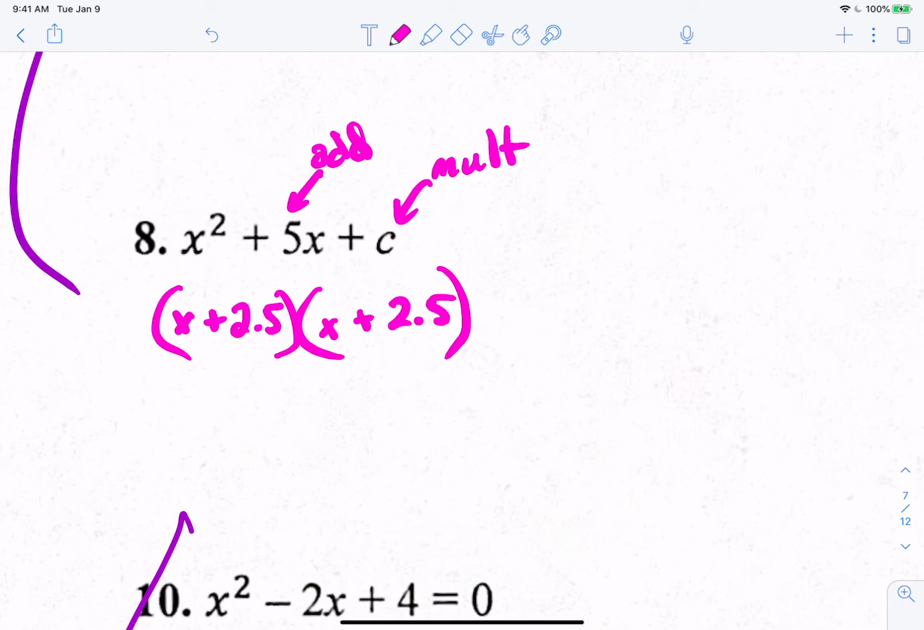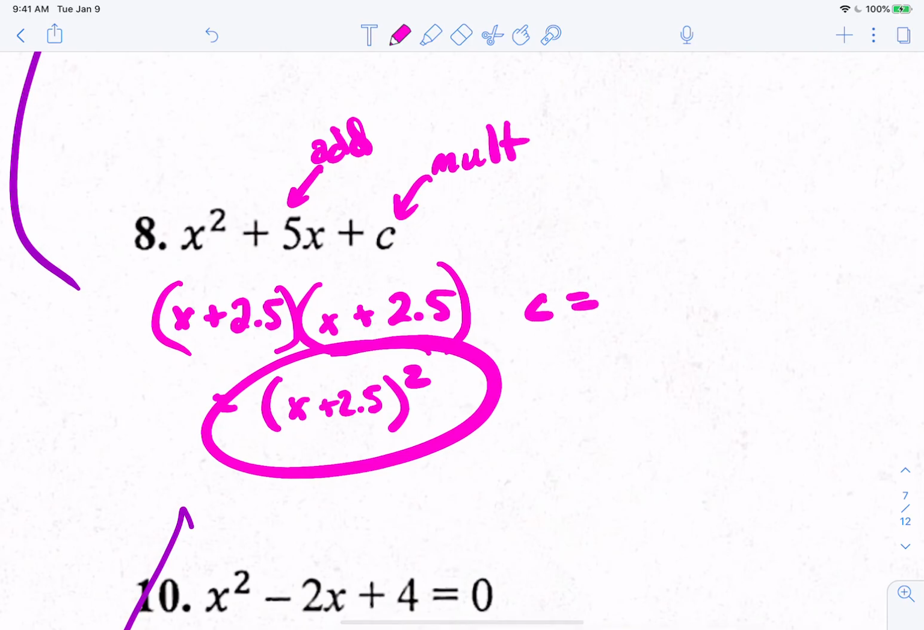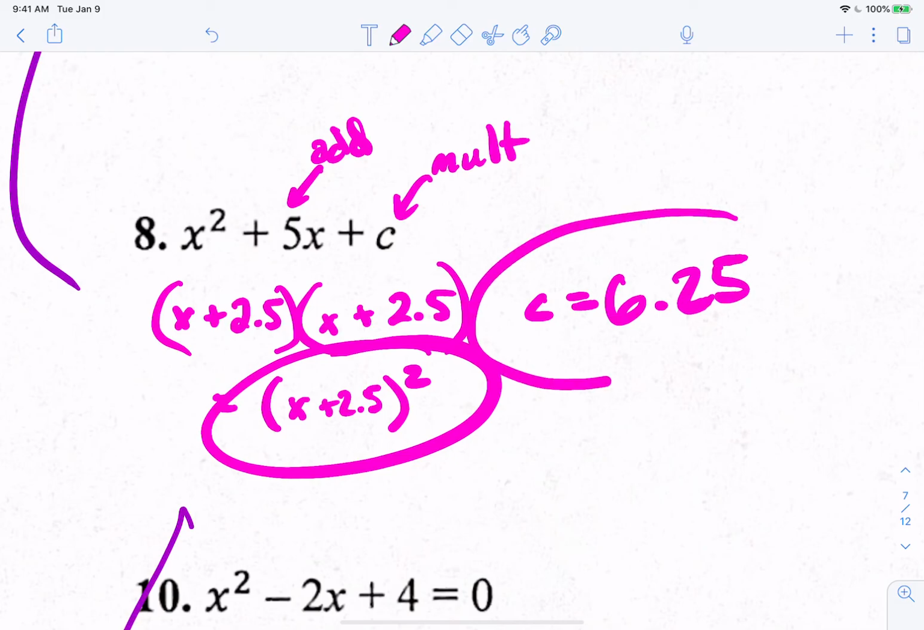So I would write this as x plus 2.5 squared. They want that as my answer, and they also want to know what C is. It's whatever 2.5 times 2.5 is. What's 2.5 times 2.5? It is 6.25. That's what C will be. Does that make sense? That one was a weird one. I'm sorry, I didn't realize that one didn't come out nicely.